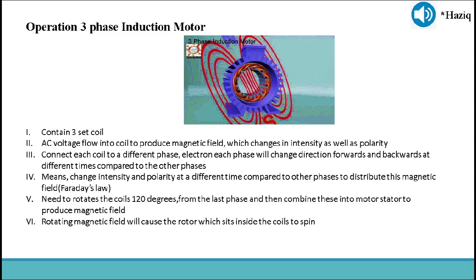A 3-phase induction motor contains 3 sets of coils because we use 3 phases. When we apply AC voltage to a coil, it produces a magnetic field which changes in intensity as well as polarity. So we connect each coil to a different phase. Each phase will change direction, forward and backward, at a different time compared to the other phases, meaning it changes intensity and polarity at different times, to distribute this magnetic field. Okay, here we can apply Faraday's law.